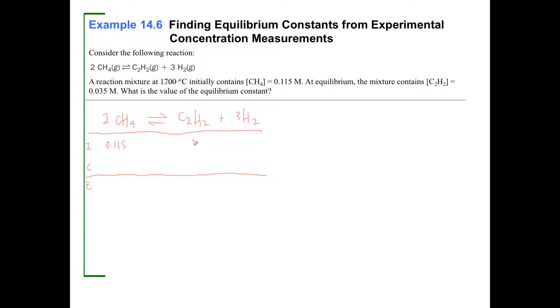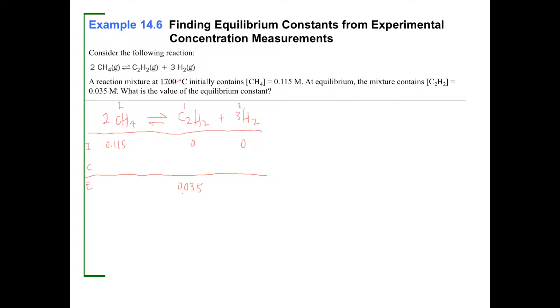So this is going to be 0 in the beginning, and this is going to be 0, right? And can you see that this is a 2 to 1 to 3 ratio, right? 2 moles of this, 1 mole of acetylene, 3 moles of hydrogen gas. Okay, at equilibrium, the mixture contains this much acetylene, 0.035. We calculated this in a previous slide a few minutes ago in this video.